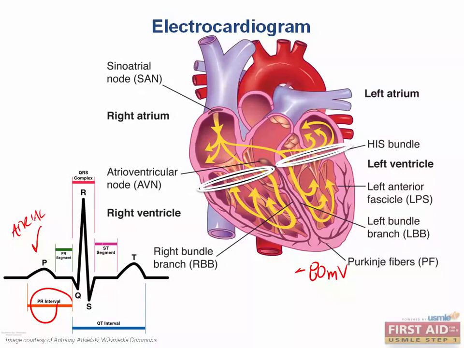So, let's discuss the other intervals and segments on the ECG diagram. The QT interval is simply the time between the start of the Q wave to the end of the T wave. This interval includes the QRS complex, which represents ventricular myocyte depolarization, and the T wave that represents the ventricular repolarization. So what's the purpose of knowing the QT interval?